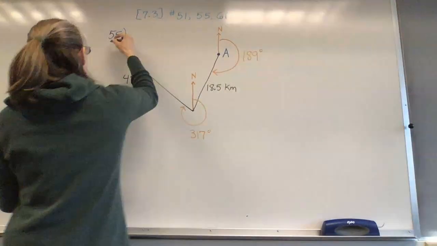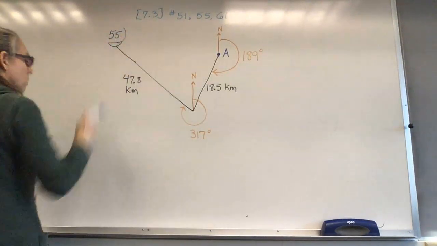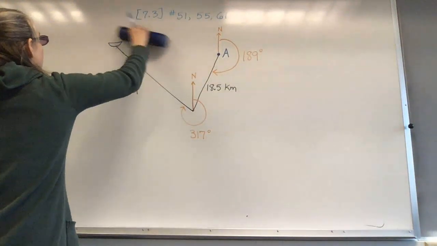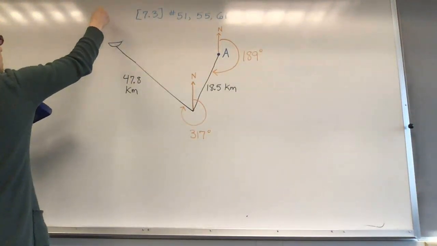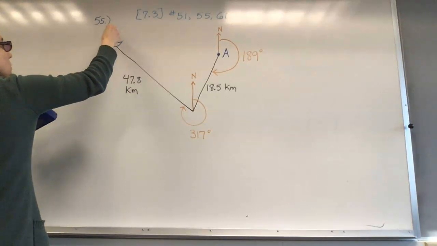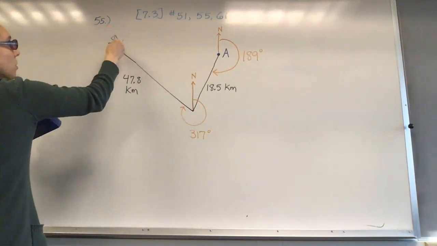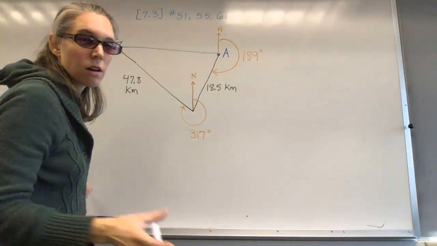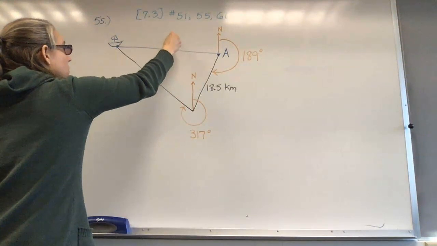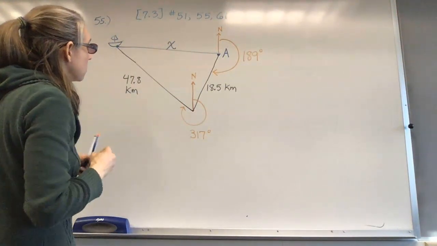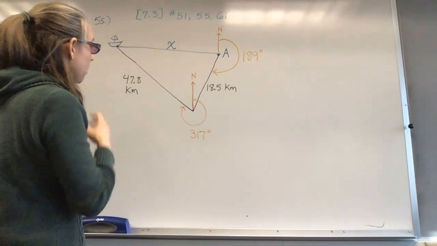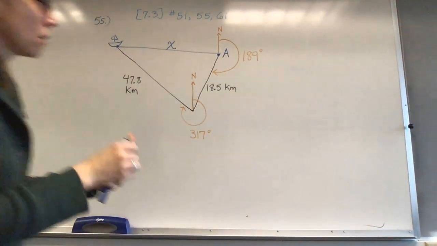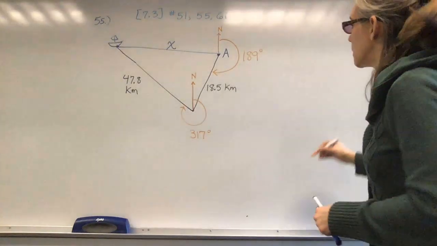So here's the ship right here. I'm going to move number 55 up here. Okay, 55. Here's my ship. And we want to know the distance of the ship from point A. We can call it anything. I'll call it X. And I need to figure out what this angle is right here. Okay, so let's look at a diagram off to the right that might help us.